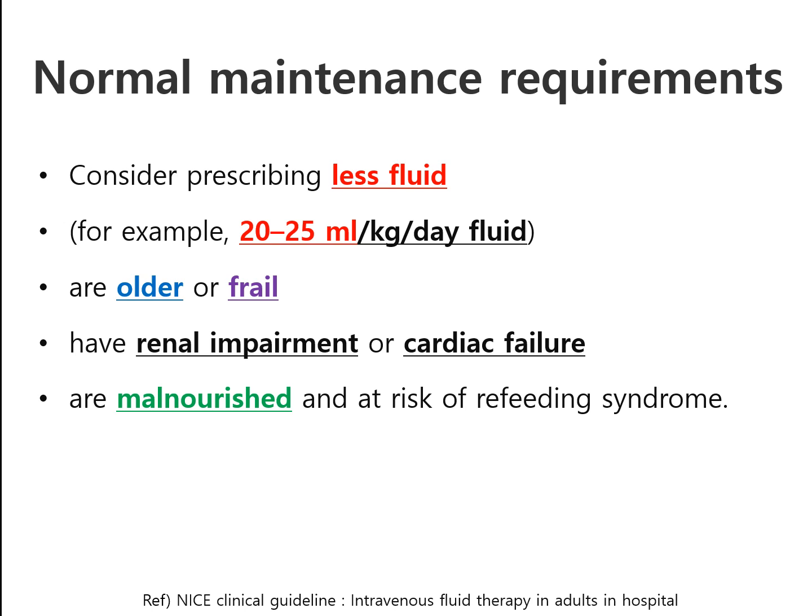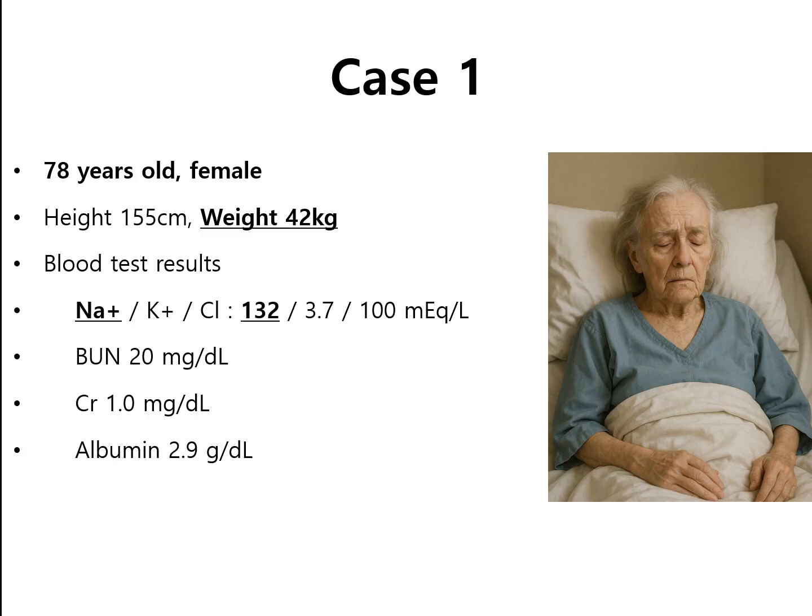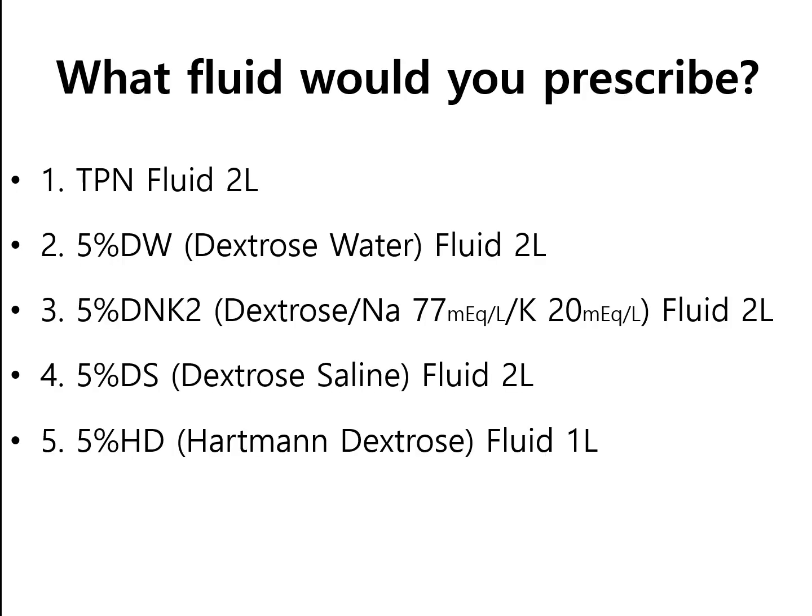However, we should consider prescribing less fluid, for example, 20 to 25 ml per kg per day, in patients who are older or frail, have renal impairments or cardiac failure, who are malnourished and at risk of refeeding syndrome. The patient in the case weighed 42 kg and had hyponatremia. What fluid would you prescribe?